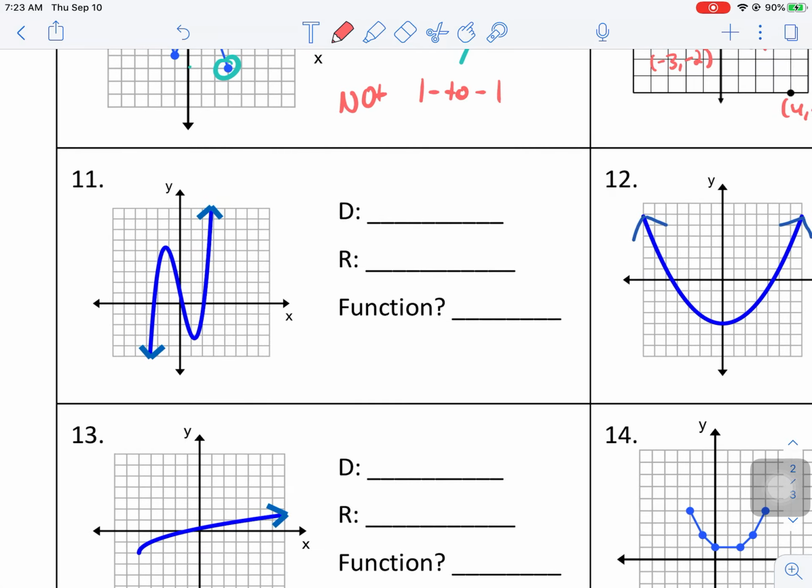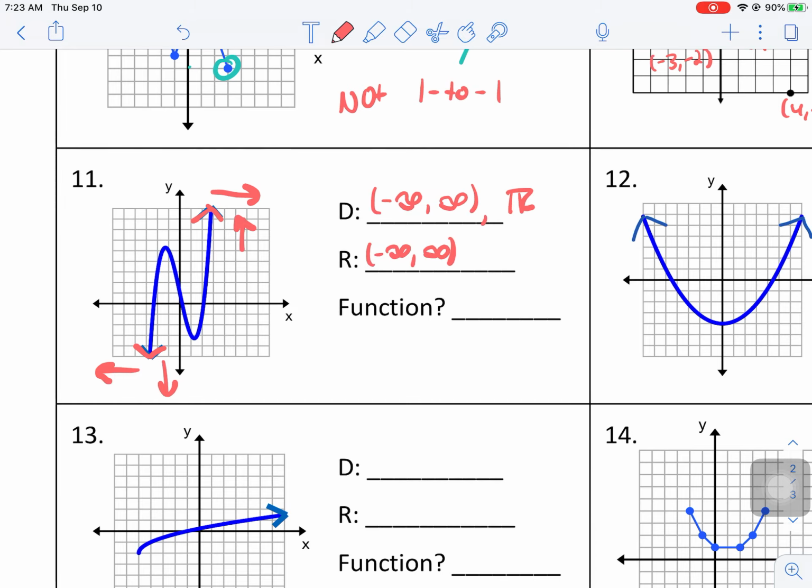So in this case, we have something that is continuous, and then it's going on forever. So in the x direction, we'll be going to the left forever and the right forever. Okay, so the domain in this case is a special one where we say it goes from negative infinity to positive infinity, which we could also call all real numbers. Okay, the range is the same idea. So the range is going down forever and it's going up forever. So we could say negative infinity to positive infinity, or you could also just say all real numbers.